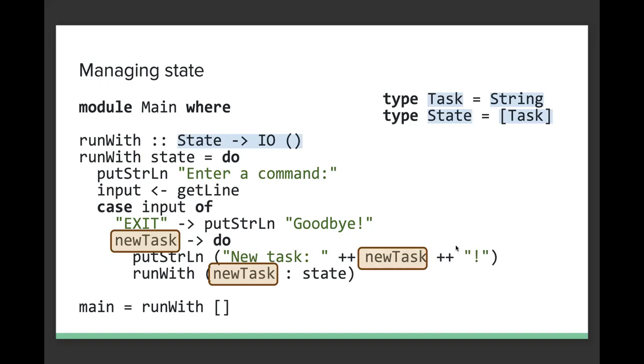So if we do that, now you can see that in the recursive call, we add the task to the state by using the colon, the list constructor. Does it make sense? Not very complicated yet? Just let me know when it becomes complicated, because I don't know where it becomes complicated for you guys. Is this fine? Moving forward? Yeah?